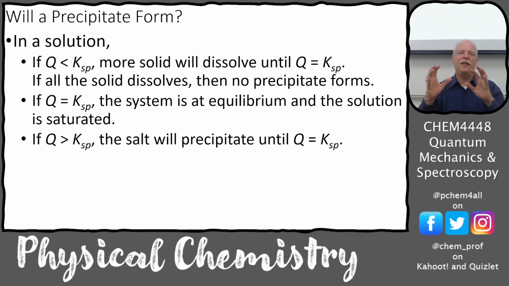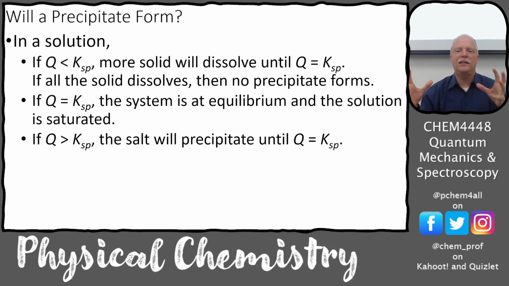And so always think about that, Q and K. If you can calculate Q, then you can compare it to K and determine, is my Q less than K? If it's less than K, the reaction is going to go forward. If I run out of solid, then no precipitate forms.